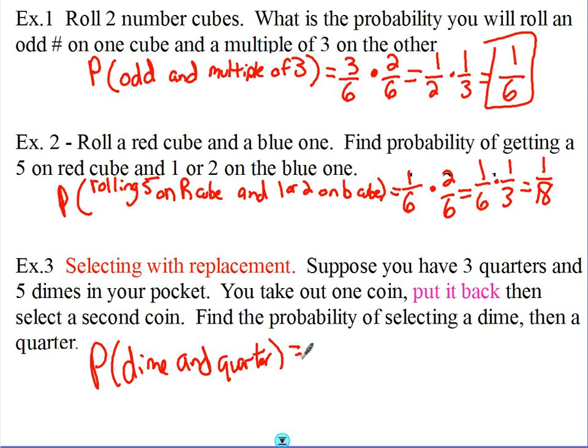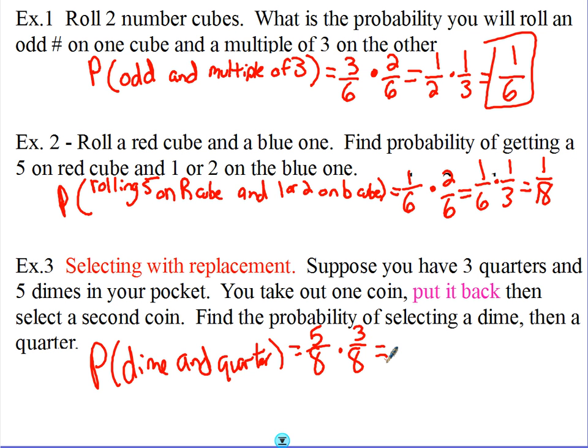Probability of picking out a dime. I have 5 dimes, 3 quarters. So I have 5 on top. And then the total amount of coins I have in my pocket is going to be 8. We're going to multiply it by the probability of then picking a quarter. So I have 3 quarters. And if I replace that coin that I first picked out and put back in, I still have 8 coins in my pocket.